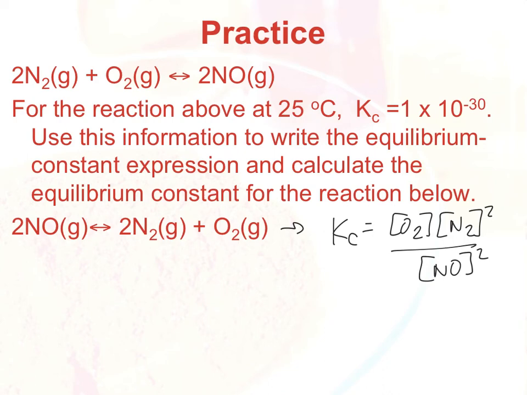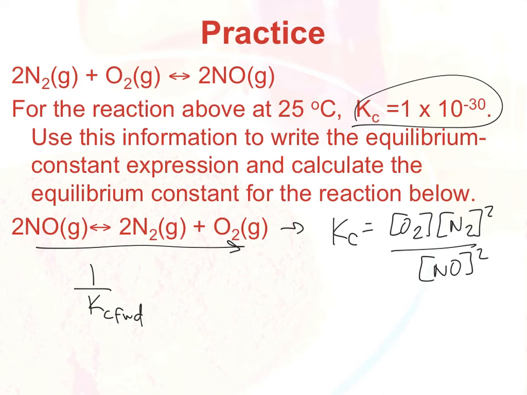And then we can calculate Kc of this reaction by taking the inverse of Kc for the forward reaction, which they gave to us right here. So K of the reverse reaction is going to equal 1 over 1 times 10 to the negative 30th.